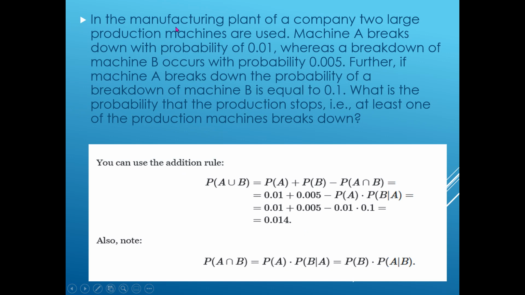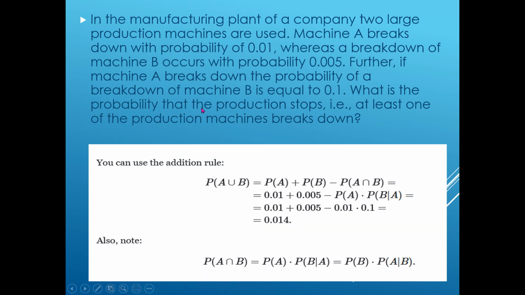Next question: in the manufacturing plant of a company, two large production machines are used. Machine A breaks down with a probability of 0.01, whereas a breakdown of machine B occurs with a probability of 0.005. But you notice that these two machines are not independent, because if machine A breaks down, then the probability of breakdown of machine B is equal to 0.1. You can see that if machine A breaks down, it influences the probability of breakdown for machine B. So these are dependent events.